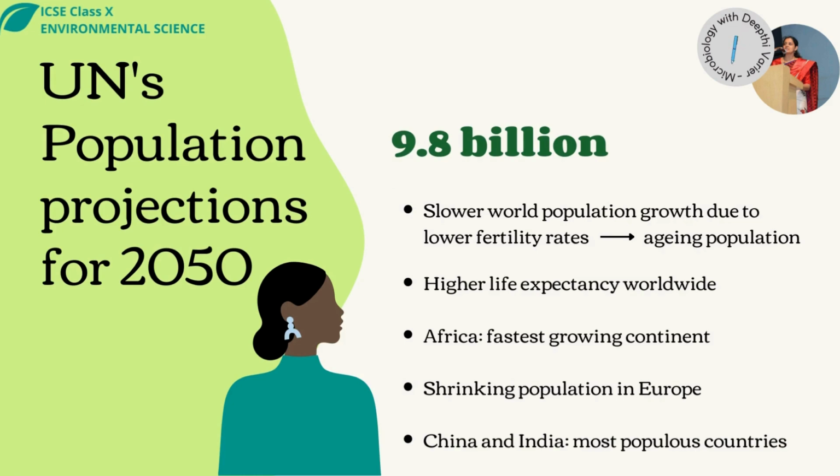Not only that, the UN's population projections also say that the life expectancy is higher worldwide. So the global life expectancy will reach 76 years by 2050, and between 2095 to 2100, the life expectancy will be 82 years. That is, an average person will live for 82 years by that time. So the life expectancy will go higher and higher. It's already increasing and it will further go higher.